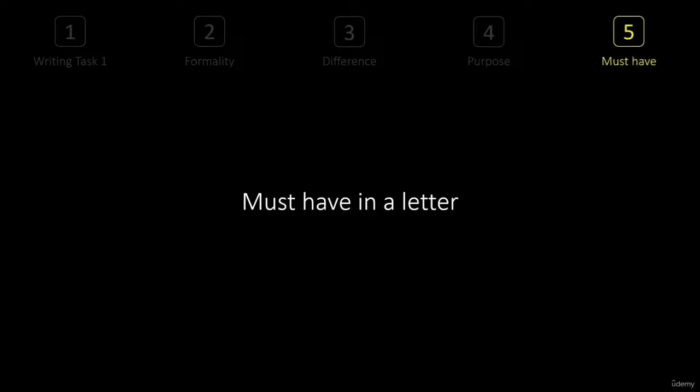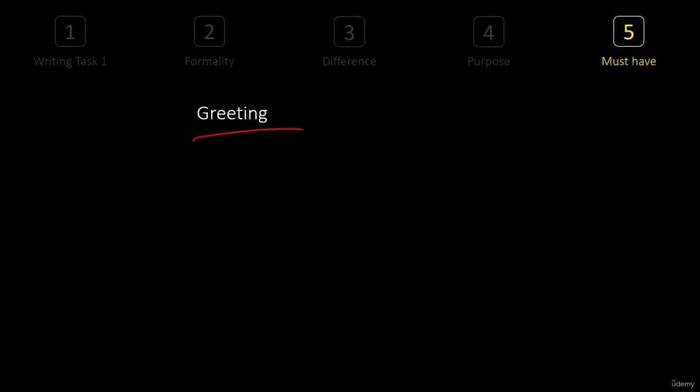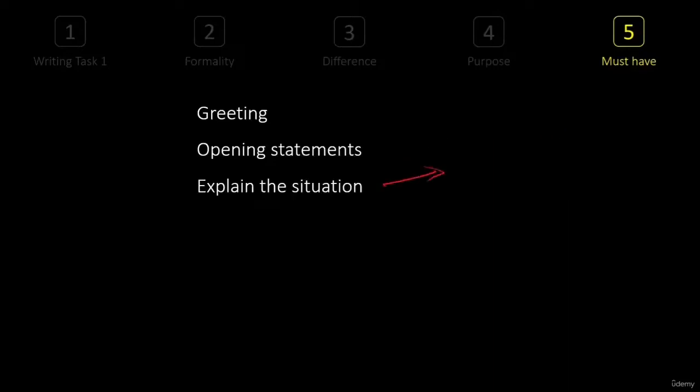And that was about how letters are based on purpose. Now we're going to see what you must have in a letter. You cannot ignore these things, otherwise your letter won't be complete. So let's begin. The first thing you must have is a greeting. Remember we were discussing dear sir, dear madam and all those things. You must have that. Second thing, opening statements. That means your introduction and the reason for writing the letter. Must have.